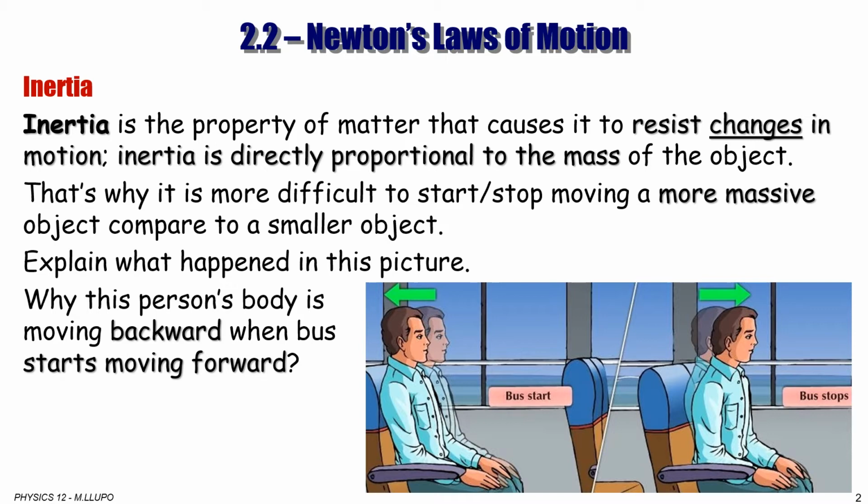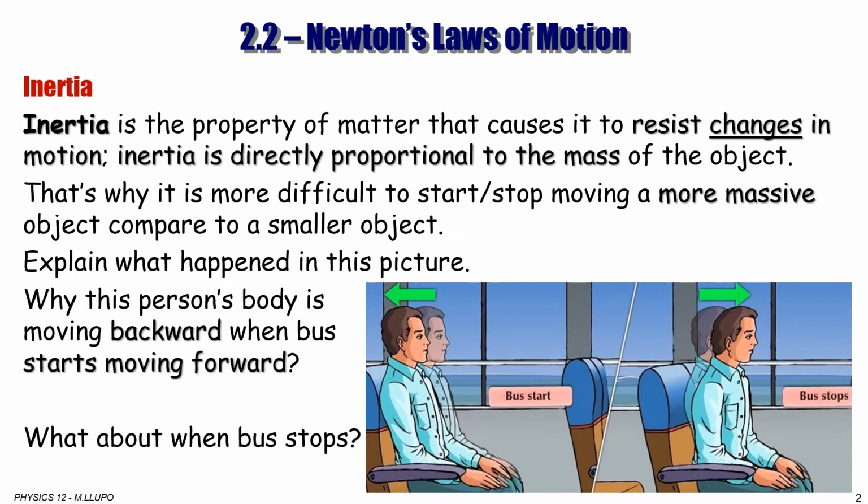If they are moving, they will continue to move. If they are stationary, they want to stay stationary. So that's why when the bus starts, our body, which is used to staying at a stationary position, wants to stay as it was before, backward. That's why our body is moving backward. As a matter of fact, it's not really moving, but it's staying at the position that it was before. So it feels like it's moving backward, but it's not, because the bus is taking us forward.